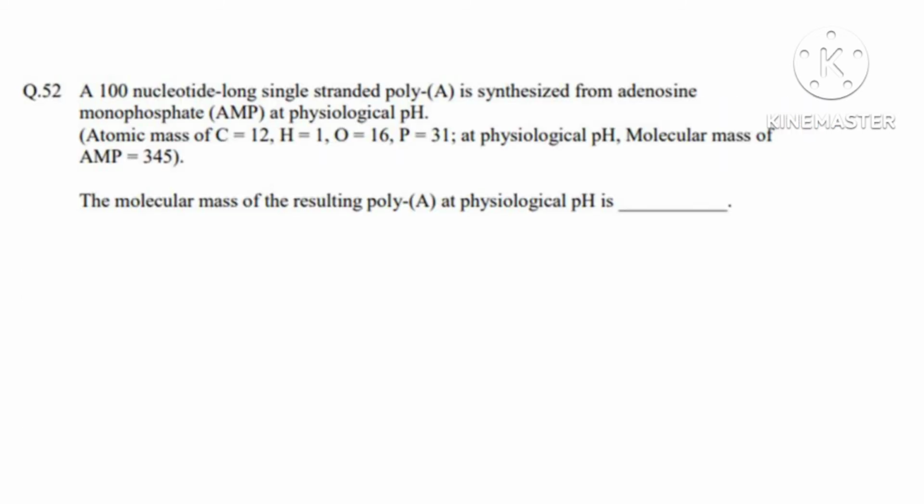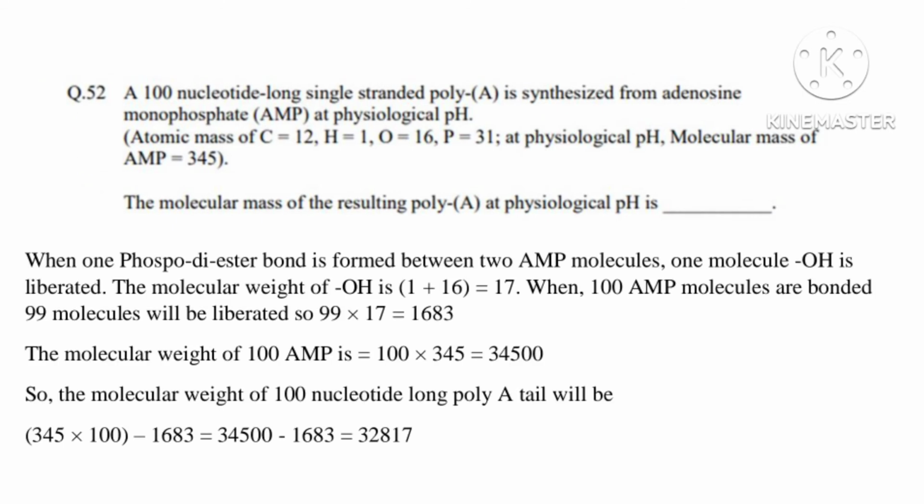In this problem, a 100 nucleotide long single stranded poly A is synthesized from AMP. The atomic mass of carbon, hydrogen, oxygen and phosphorus are provided, and the molecular mass of AMP is also provided. Then you have to calculate the molecular mass. When one phosphodiester bond is formed between two AMP molecules, one OH group is liberated. The molecular weight of OH is 1 plus 16, or 17. When 100 AMP molecules are bonded, 99 OH groups will be liberated.